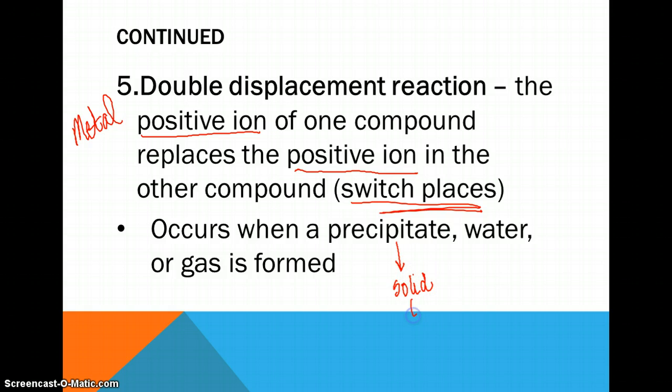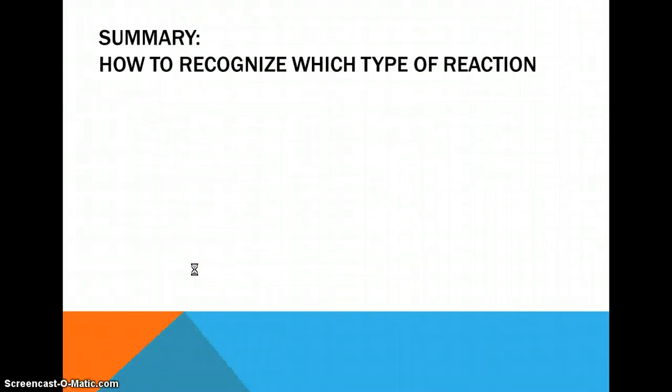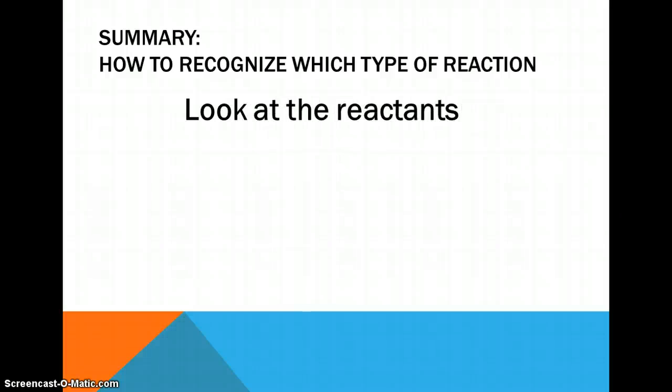So if there is an S after one of the compounds, we have a double displacement reaction. If we have made water, or if a gas has occurred, we have a double displacement reaction. So how do I know which type of reaction it is if I'm just looking at a formula? I have a very simple, easy summary to help you.